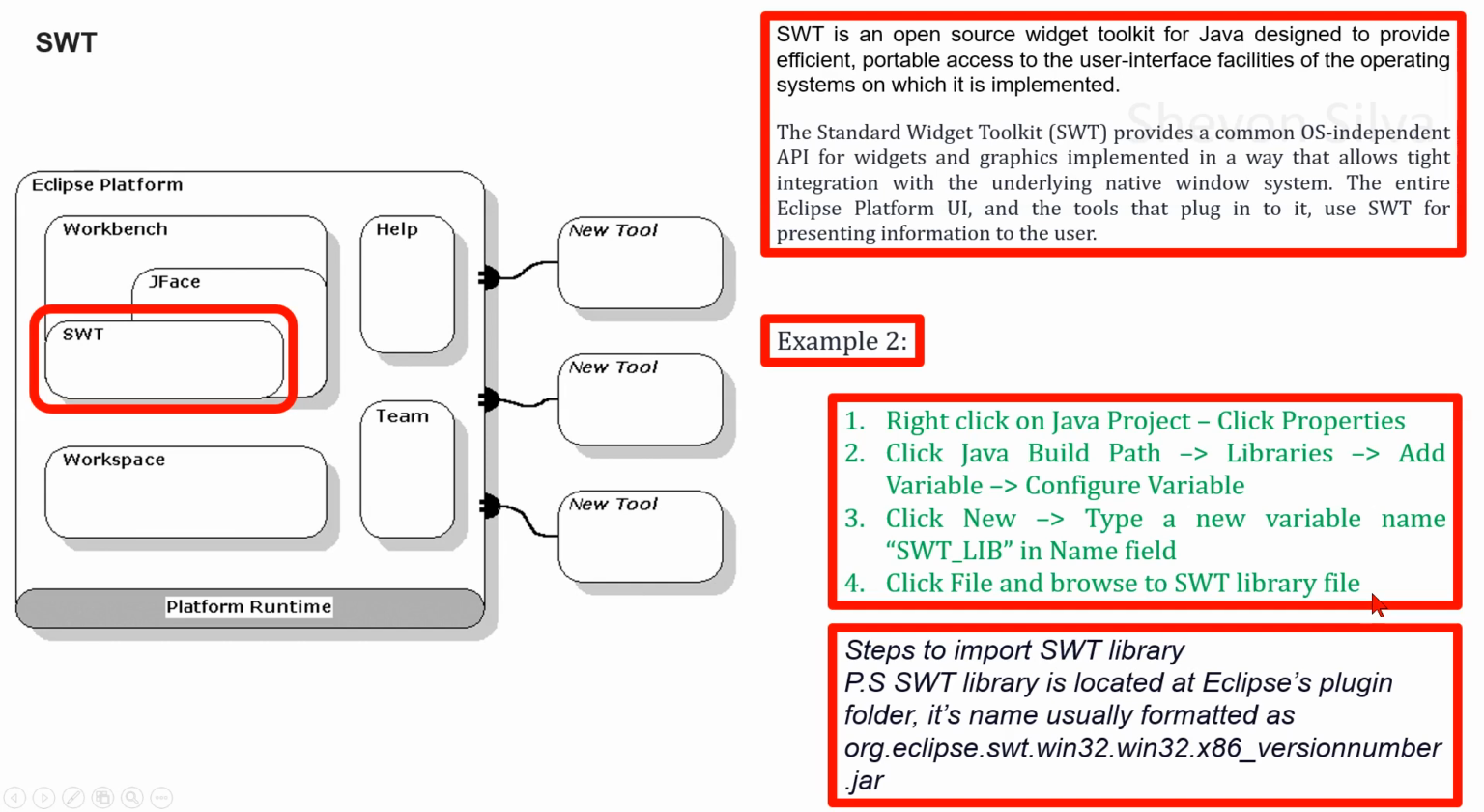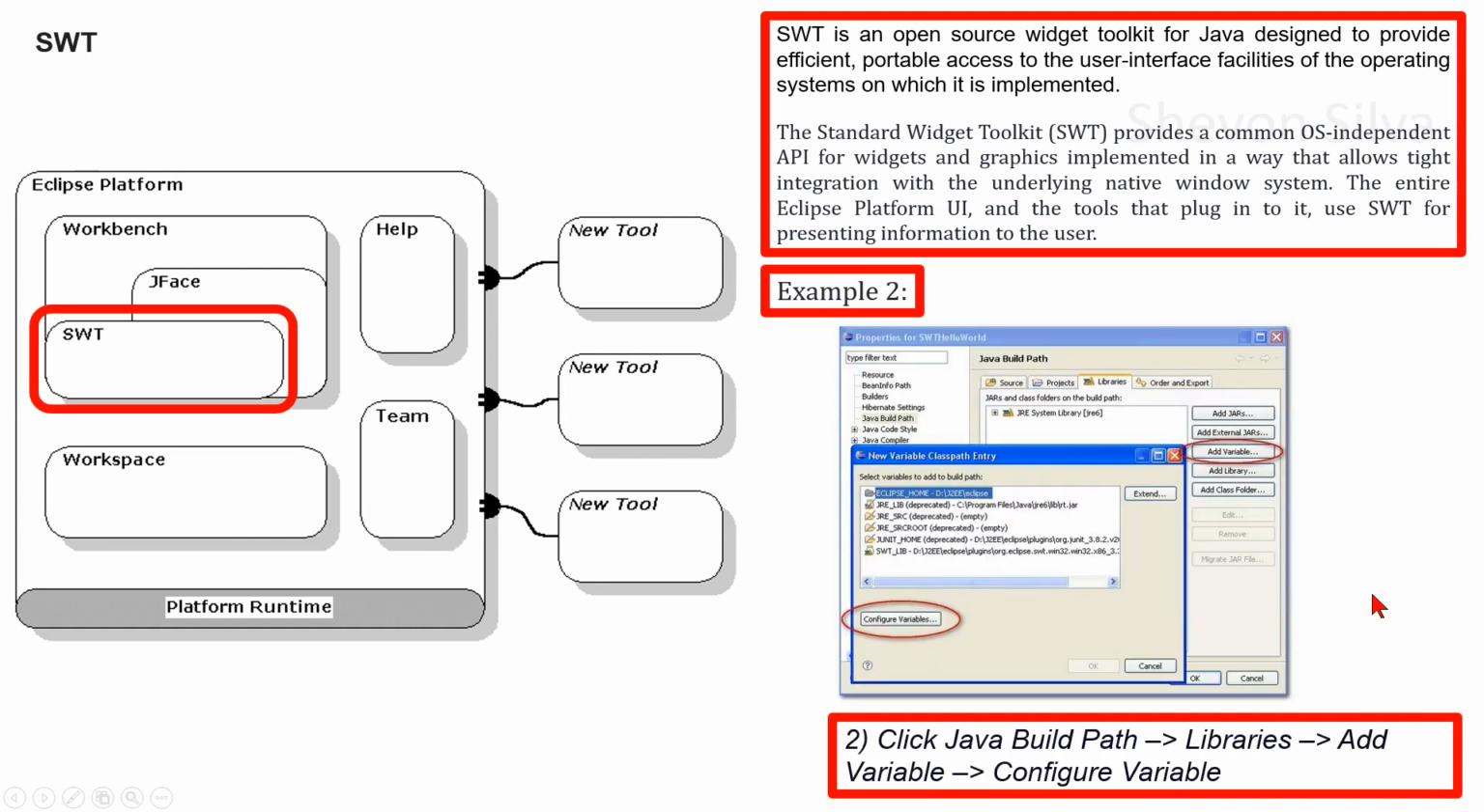Its name is usually formatted as org.eclipse.swt.win32.win32.x86 underscore version number.jar. Here you can see step 2: click Java build path, then libraries, then add variable, then configure variables.